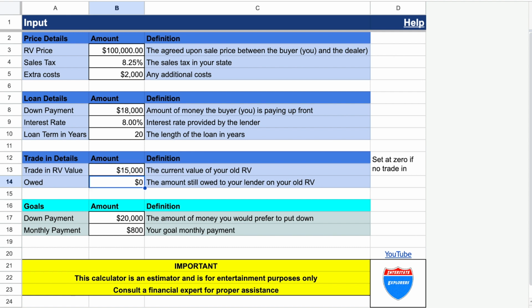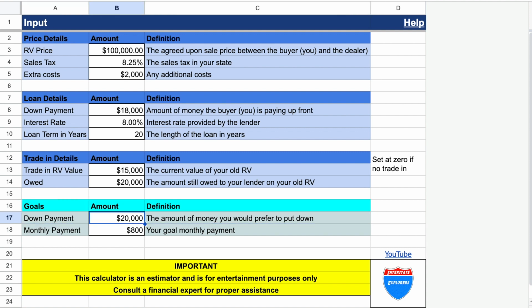However, remember that I said that RVs are depreciating assets, meaning they're going to lose value over time. So unfortunately, we owe $20,000 on this RV, which means we have a negative balance or negative equity of $5,000 because we owe 20. They'll give us 15 for it, so we still have to make up the difference of 5,000.